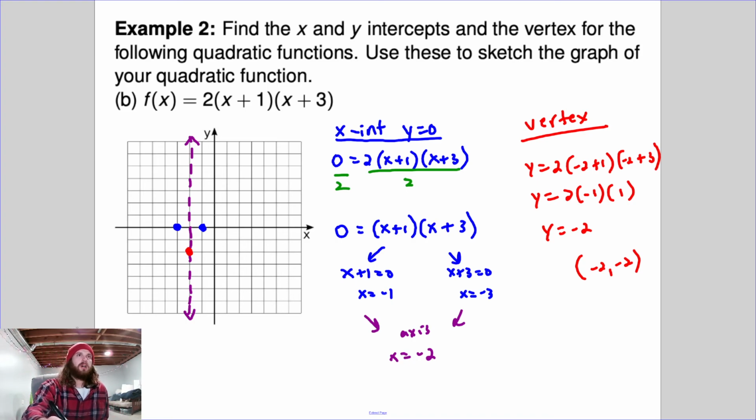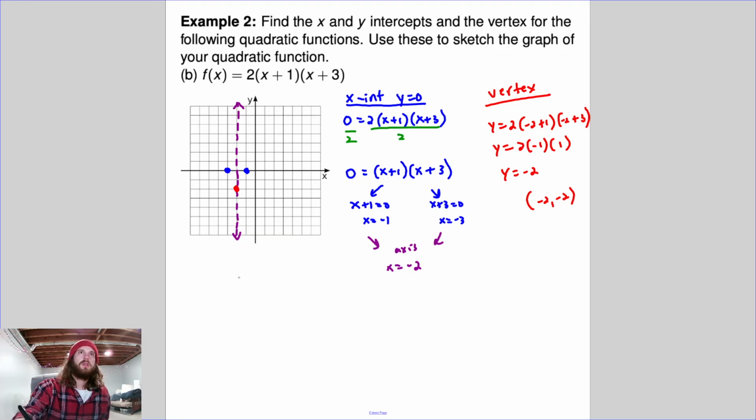Awesome. Lastly, our y-intercept. Let's get down here. Let's get down to business.